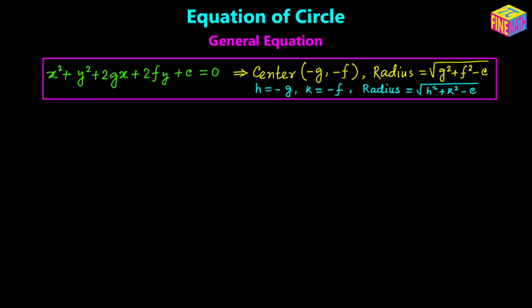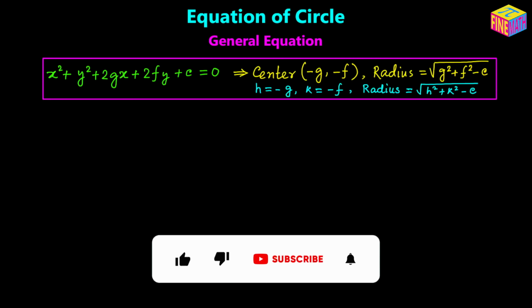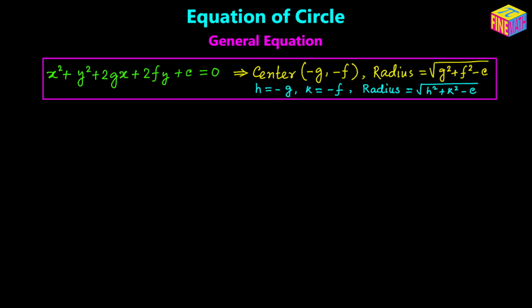Hi everyone, in this video we are going to solve a few examples based on the general equation of a circle. As we have seen in the previous video, if the general equation of a circle is x squared plus y squared plus 2gx plus 2fy plus c equals 0, then the center is located at (negative g, negative f) and the radius of the circle would be equal to the square root of g squared plus f squared minus c, and also it is the same as the square root of h squared plus k squared minus c, where h and k are the coordinates of the center.